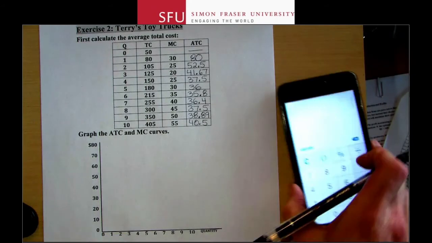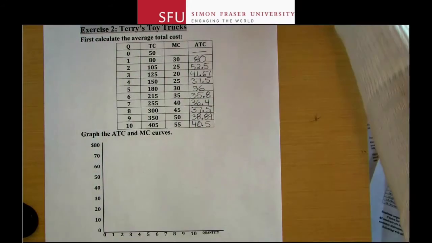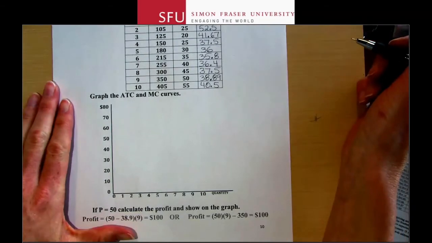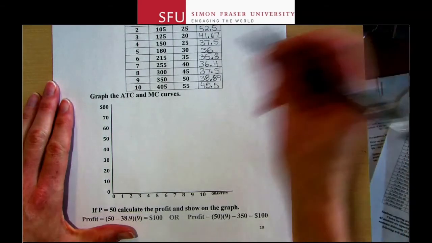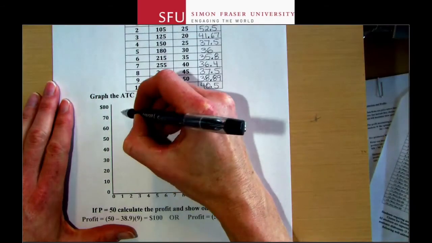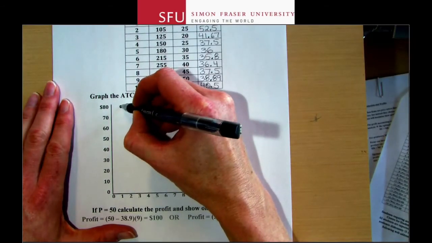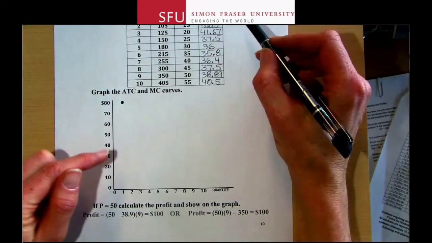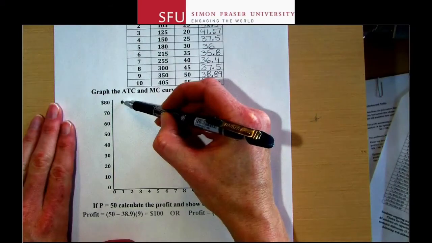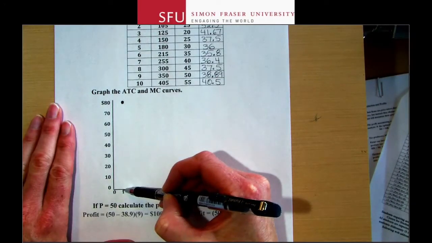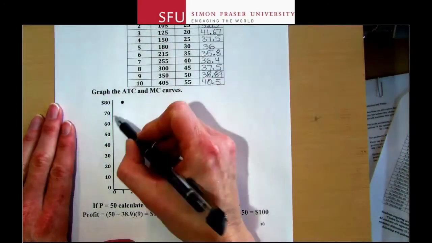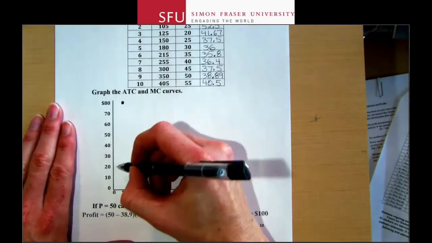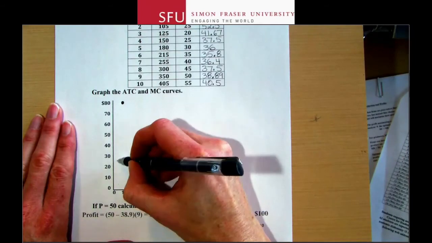Okay, and then we'll graph the curves, roughly anyway. So remember, for the average total cost, you would put the dot right above the number, like right above the number 1. But for the marginal cost, you put it in between the numbers. So 30, sort of in between 0 and 1.